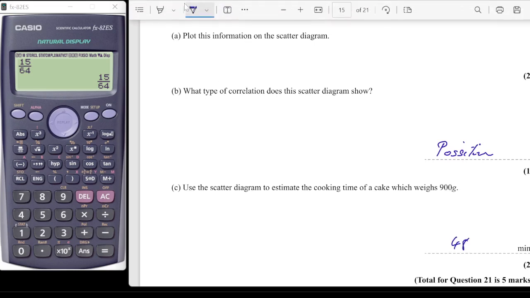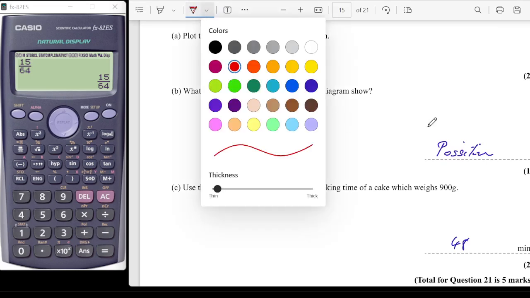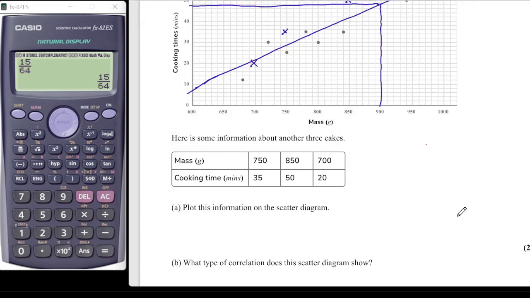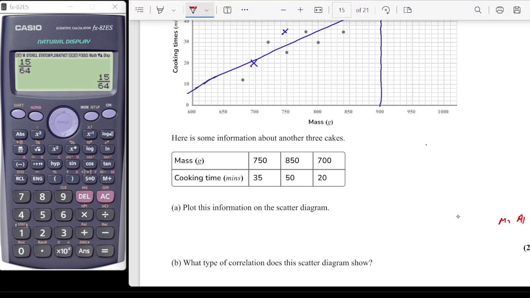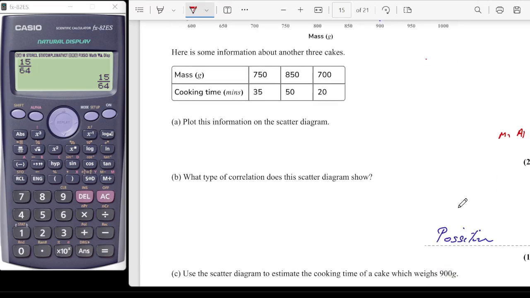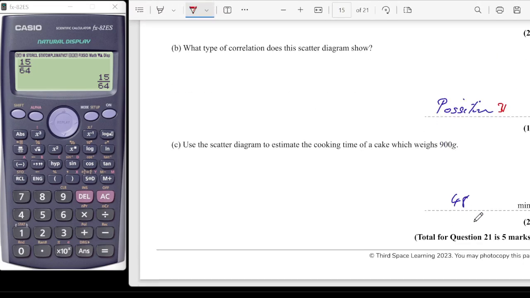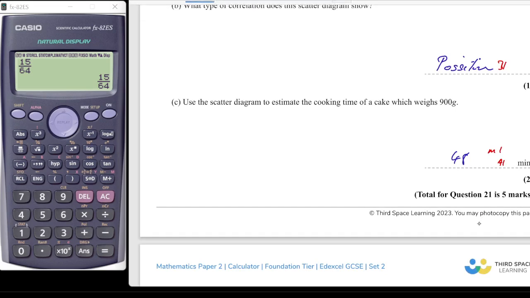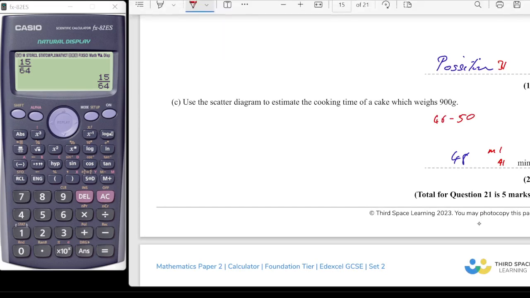Right, marks for that then. For the first part, plot the 3 points. We have got M1 for 1 point plotted correctly and A1 for all 3 points plotted correctly. So we'll go M1, A1. Just looking, and they do agree with me. Type of correlation, positive for B1 mark. And then finally, M1 for a line of best fit, and A1. They agree with me, 48 minutes, but they've said anything between 46 and 50 is acceptable.